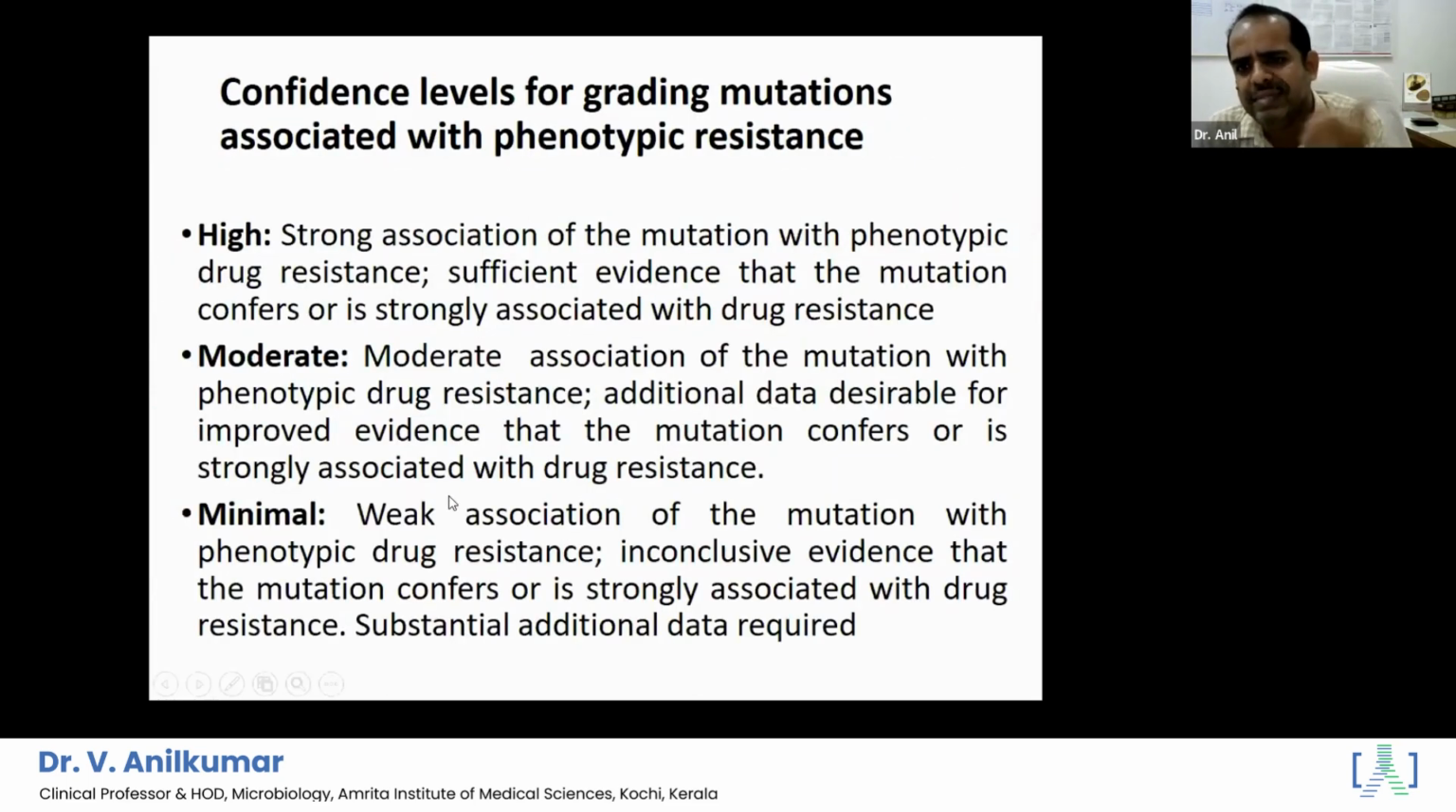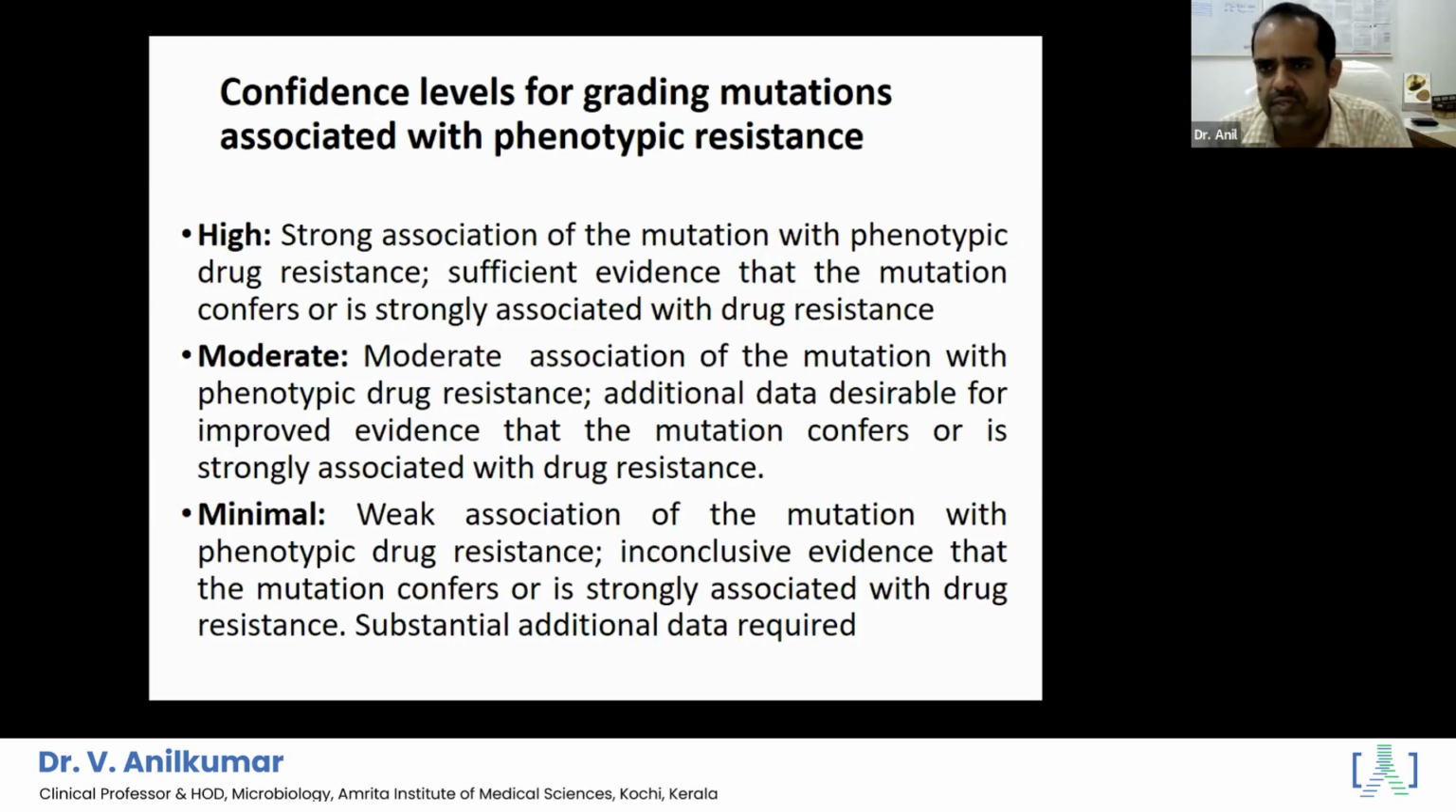And once the SNP is identified, the mutation is identified, then comes the job of identifying the confidence level for the mutation to be associated with the resistance, phenotypic resistance. So there will be a lot of SNPs that are identified, a lot of mutations, but some mutations are benign, do not confer resistance. So if there's a high association, high confidence, that means a strong association is there. It is known to cause phenotypic resistance. It is reported as resistance.